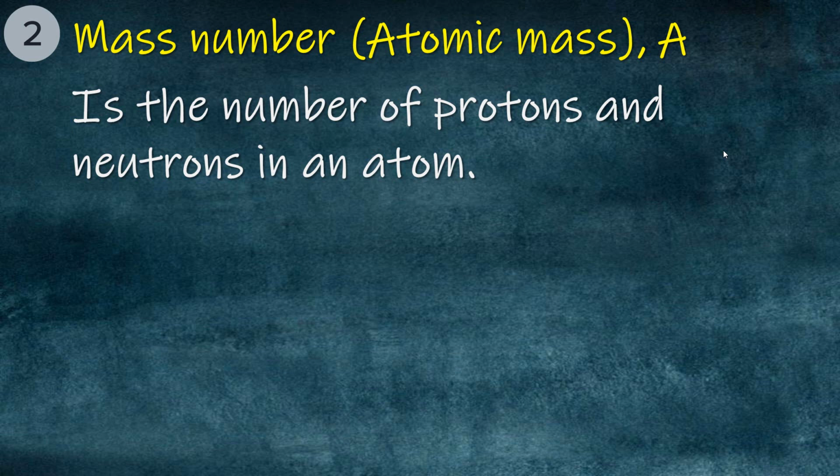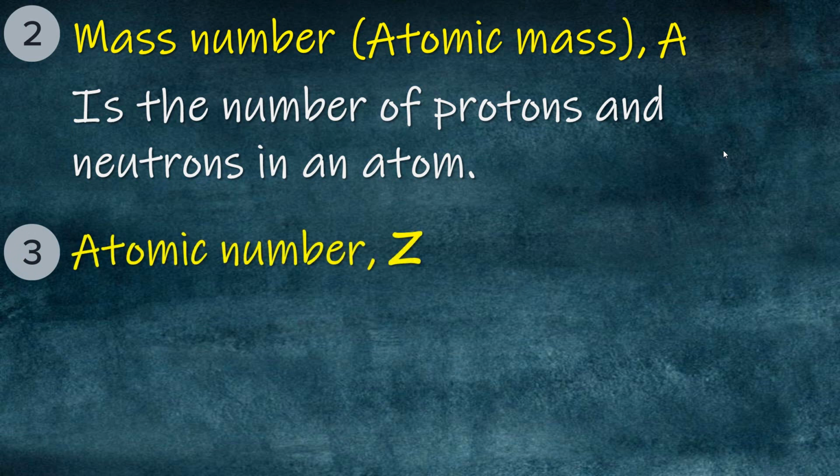Now someone may wonder, why do we just talk about protons and neutrons? The reason is that the mass of an electron is almost negligible. It's almost zero, so we just leave it out. The electrons are so light that their mass can be taken to be zero. So when we are looking at the mass of an atom, we just look at the protons and the neutrons, which have considerable mass, while the electrons have negligible mass.